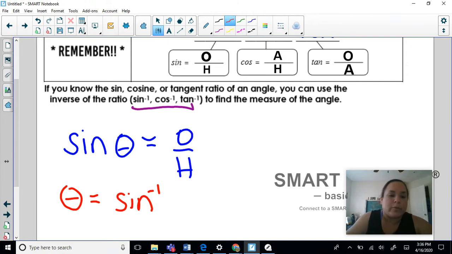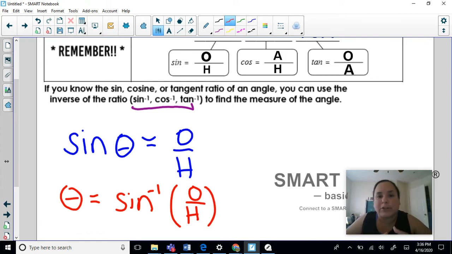And we're taking the inverse sine of opposite over hypotenuse, right? So we still set up the fraction, but now what we do is we put that fraction or that ratio inside of the inverse of the function, in this case, the inverse of sine, okay?